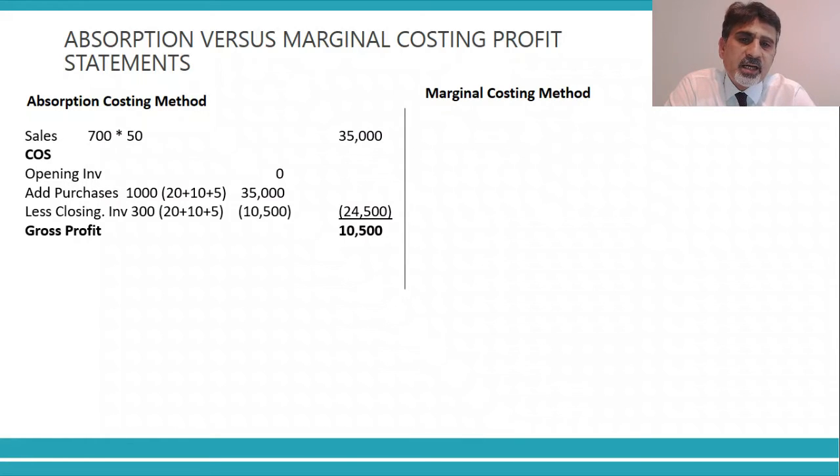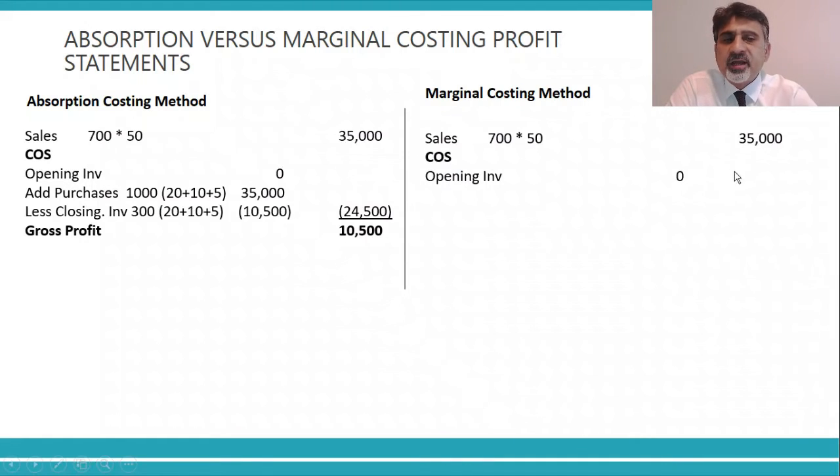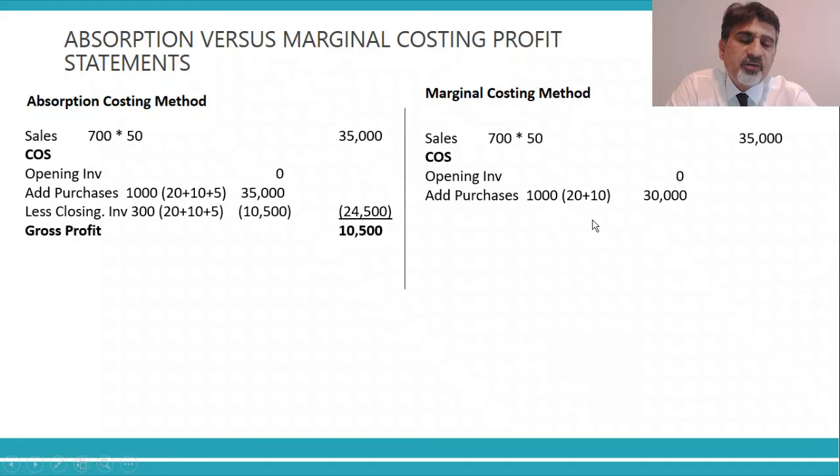Now that's your income statement under the absorption costing method. If I want to see it under the marginal costing method, it will look like this. Sales 700 times $50, 35,000 like before. Cost of sales are opening inventory, again 0 because in the question there is no opening inventory, and add purchases. Now if you pay attention, this time we put only 20 plus 10. We did not add 5. Here we put 5. Here we do not put 5 because we said that in marginal costing you only include the variable cost, the material and labor. You don't add fixed overhead. These $5 were fixed production overheads. So I don't add them here because under marginal costing we don't add them into the product cost.